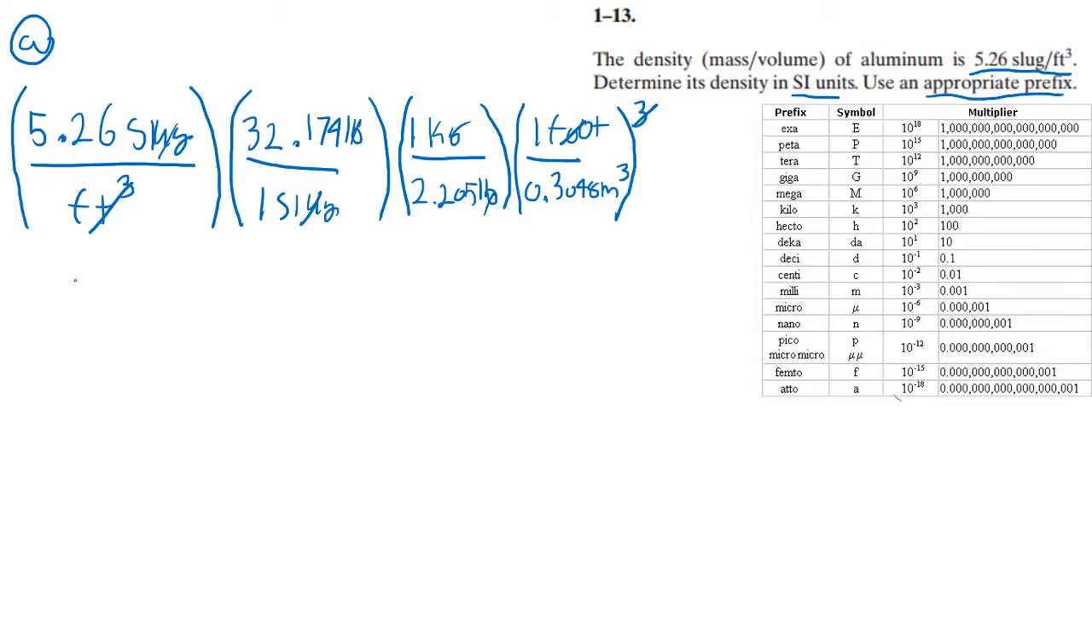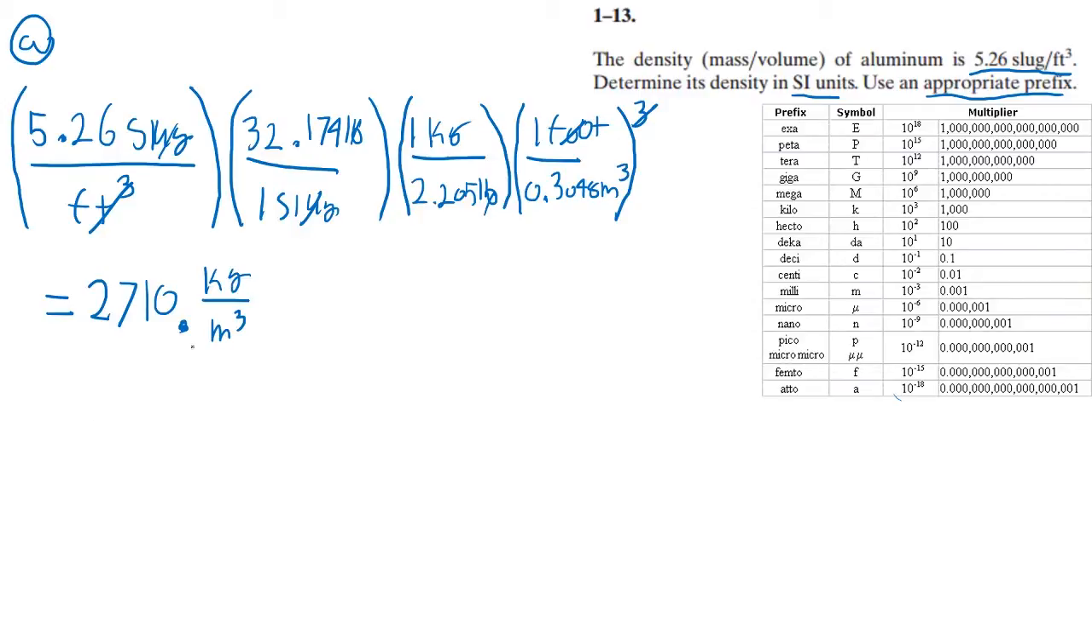So then you can plug this in, and you should come out getting 2710 kilograms per meter cubed. But this is not what the answer key wants, because once again, let's look for an appropriate prefix. Look at the decimal all the way back here. Meters cubed, we're not touching that. That looks great to me. So we're going to play with the mass.